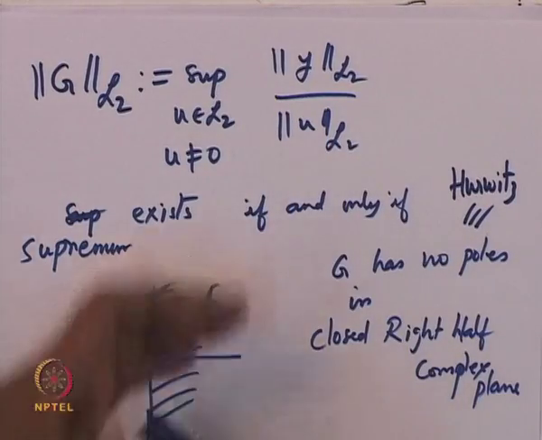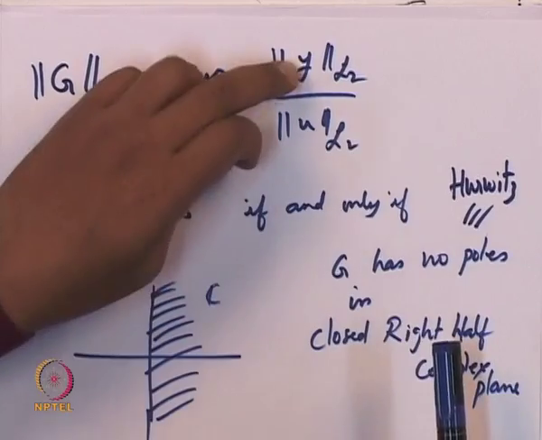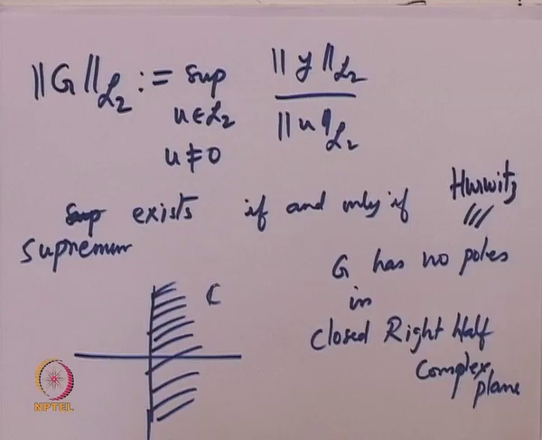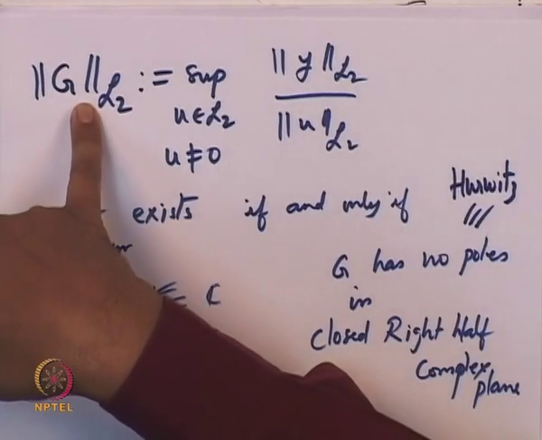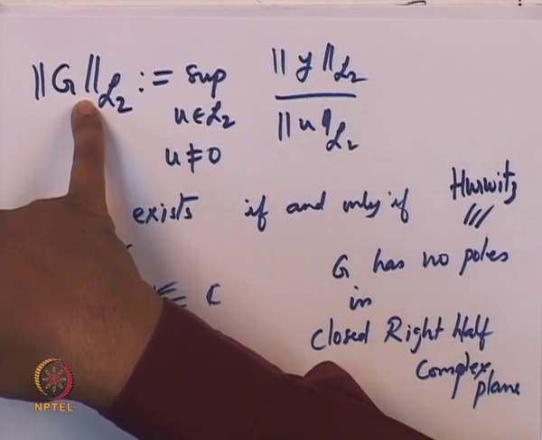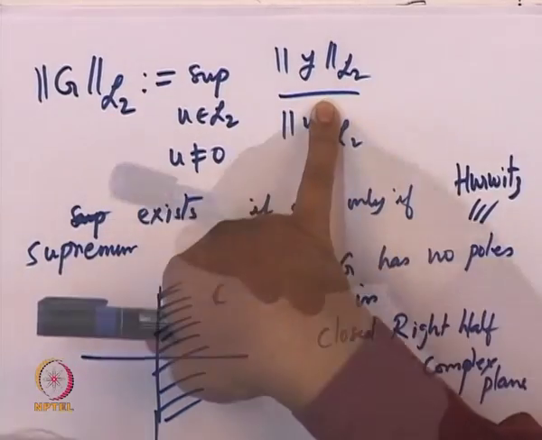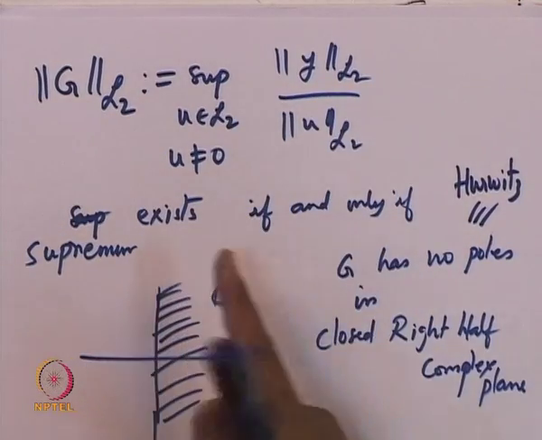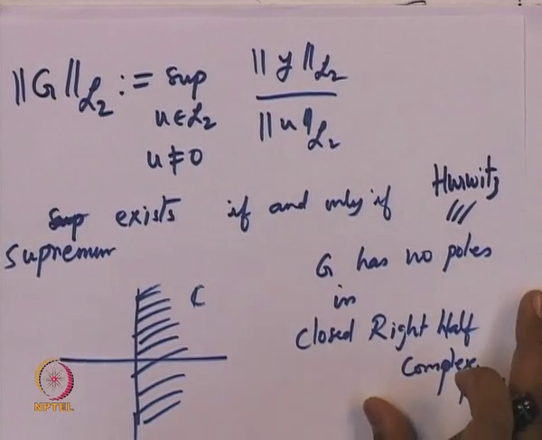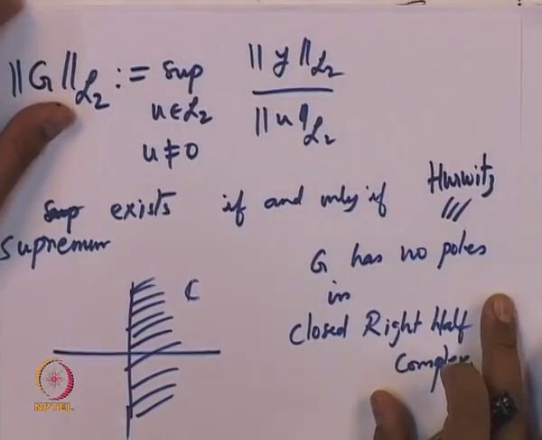The supremum could easily become infinity. Why? Because the numerator might become unbounded even though the denominator is finite. That is when this ratio need not exist, it might become very large and infinite. That is when we will say the L2 norm does not exist. When will the L2 norm exist? When is this supremum finite? When is it bounded? It is bounded precisely when G has no poles in the right half complex plane, nor does it have poles on the imaginary axis. This is precisely the case that the L2 norm exists.